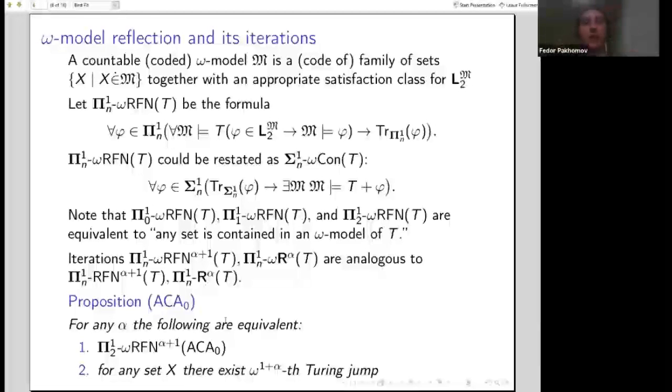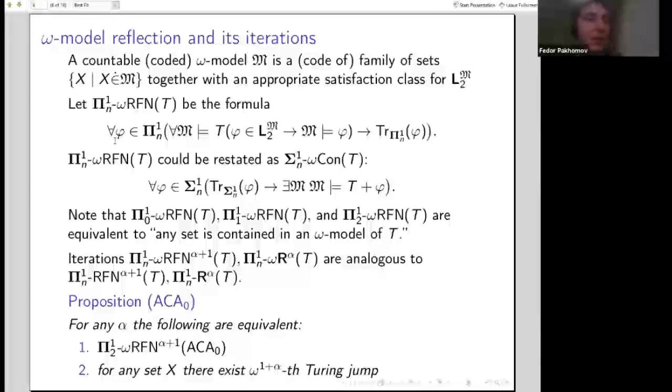Of course, we could work with countable coded omega models in second-order arithmetic, because we could encode a countable family of sets of natural numbers by a single set of natural numbers, and thus this allows us to talk about omega models.